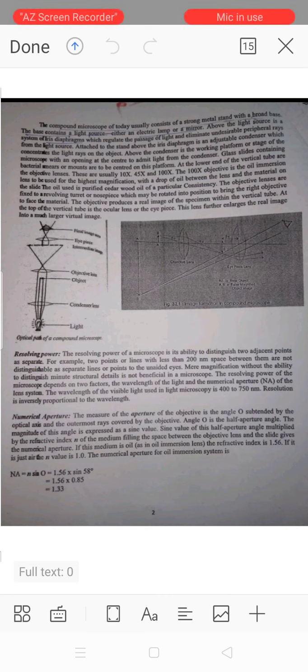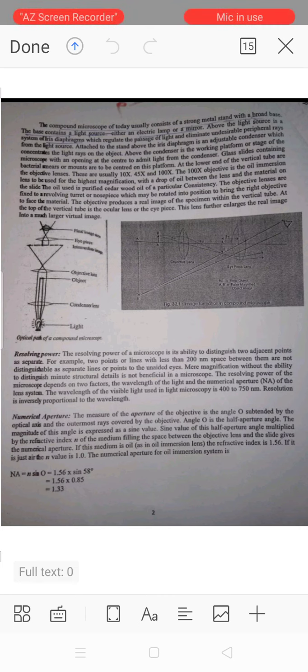Above the condenser is the working platform or stage of the microscope, with an opening at the center to admit light from the condenser. Glass slides containing bacterial smears or mounts are to be centered on this platform. At the lower end of the vertical tube are the objective lenses. These are usually 10x, 45x, 100x.